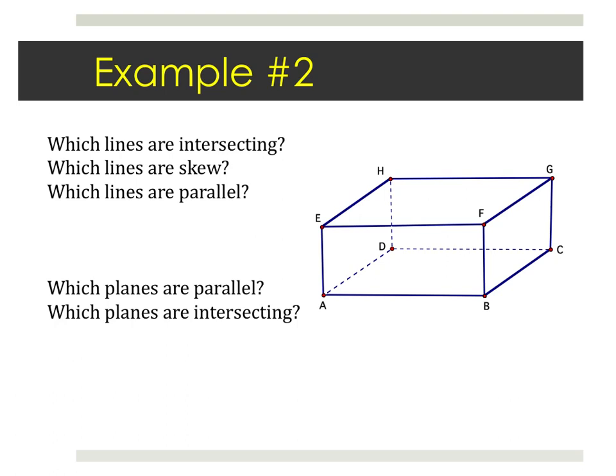Skew, don't forget, is different planes and they don't intersect. So HD, for example, will never intersect with AB. It will never intersect with EF, and they're not coplanar. They're not on the same plane.